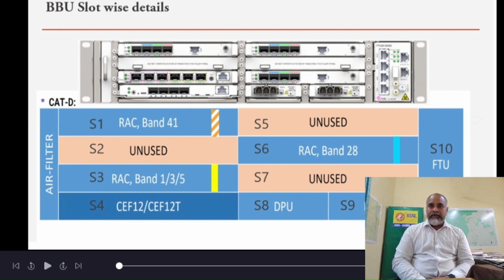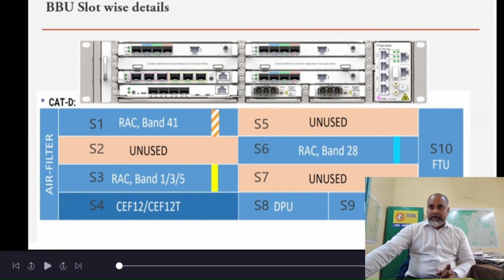Before diving into this video lecture, let's first discuss the slots available in the BBU of the enode-Bs. There are basically 10 slots available in the BBU, that is the baseband unit of the enode-B, wherein slot number 1, slot number 3 and slot number 6 are used for the RAC card, and slot number 4 is used for the CEF card.